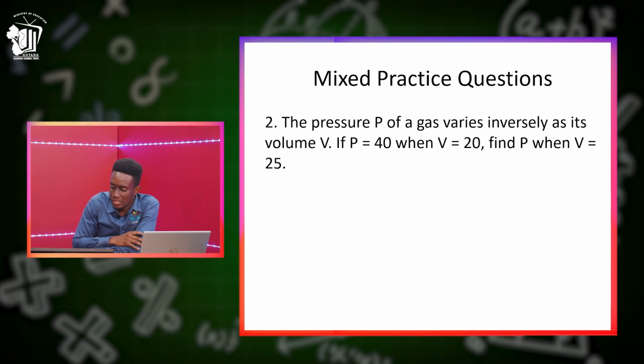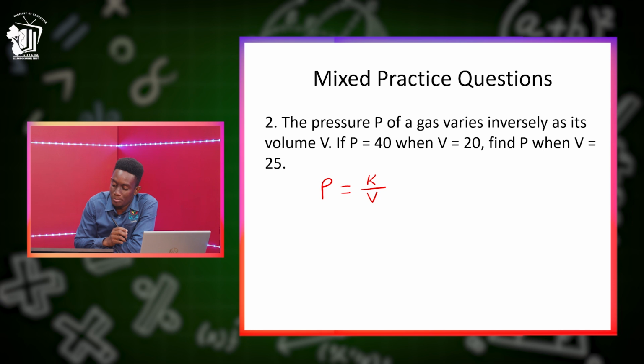So let's move on to the last question. This one says, the pressure P of gas varies inversely as its volume. So if P is equal to 40 and V is equal to 20, find P when V is equal to 25. So this is a worded problem. So we see the pressure P of gas varies inversely as its volume. So let's write an equation to represent that. So we see P varies inversely, so P is equal to K over volume, which is V.